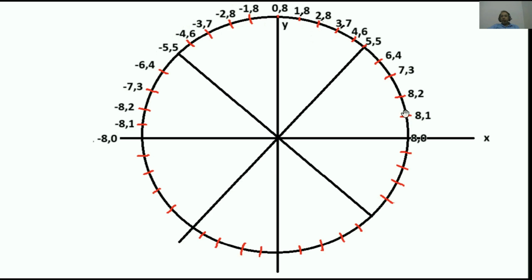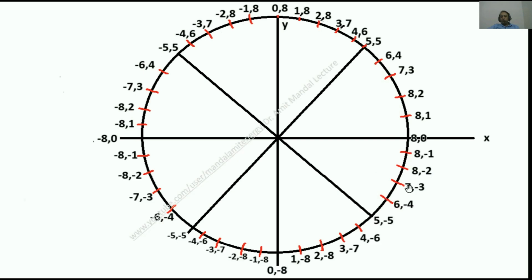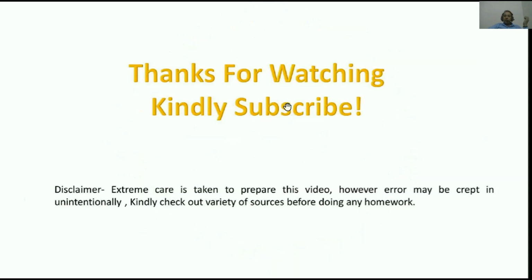Again, this entire upper half is symmetric to the entire lower half. So in case this is 6 4, then this must be 6 minus 4. Like this, we have already talked about in the beginning. So all the points of the circle can be found like this. I hope by this small lecture you would have understood what the Bresenham circle algorithm is and how to use it. Thank you.